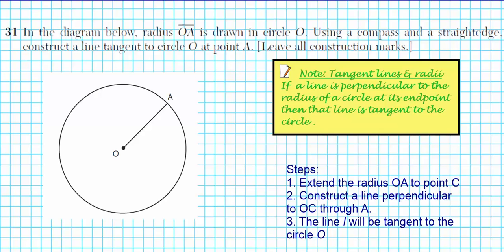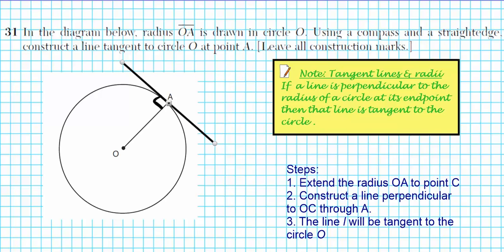Okay? So what on earth am I talking about? Let me show you what I'm talking about. So we have a radius here. If I draw a line perpendicular to this radius at this point of intersection, I meant to say. So if I draw this line and it's perpendicular to the radius at its endpoint, then that automatically means that this line, let's call it L, is going to be tangent to the circle. Okay, so that's the main idea.